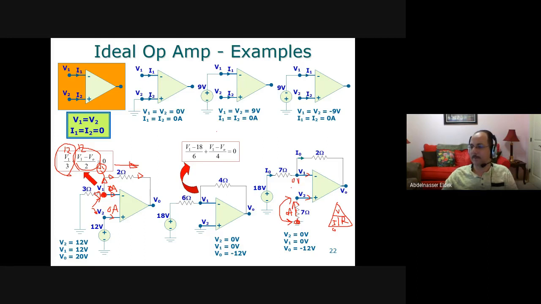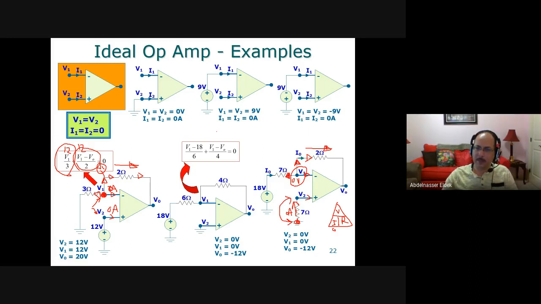Okay, so when you apply nodal analysis at V1, then you will have three currents: this current here, and this current, which is this one here. And the third one is 0. So we have this current plus this current, which is the same current here, plus the third current, which is 0. And you know that V1 equals 0.